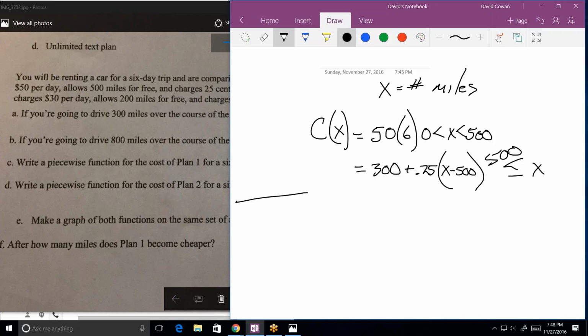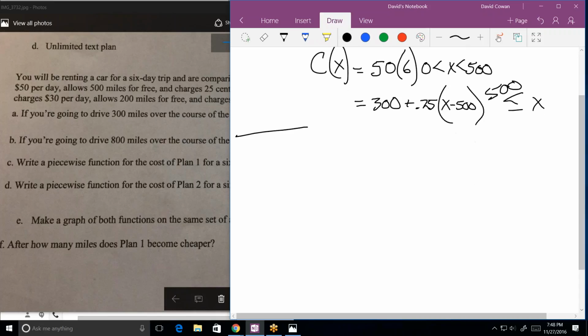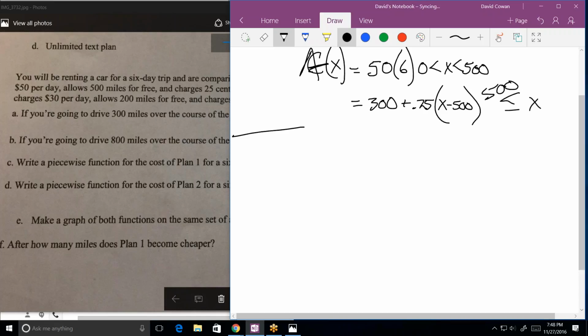Yeah, this is what we figured out how to do on the previous problem also. Right. Now let's write the piecewise function for plan B. This is plan A, and we'll call it plan A. What's B of X?